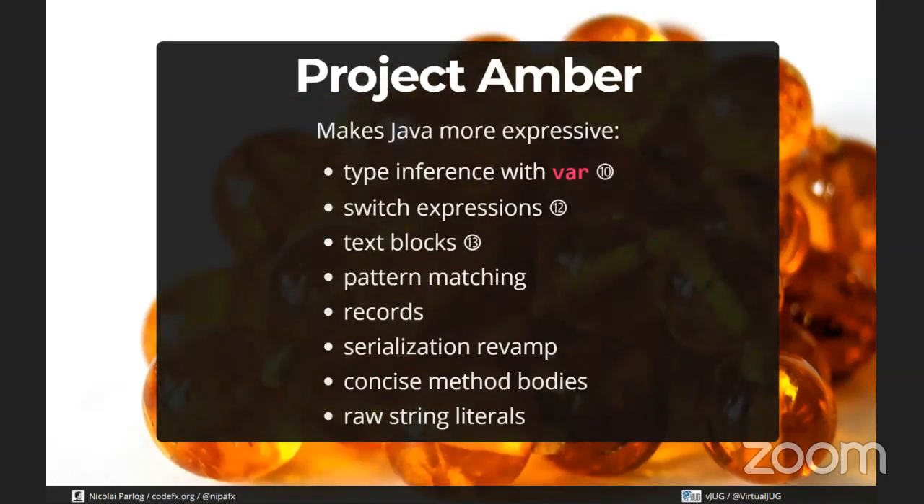So yes, Project Amber does make Java more expressive. You have to have less redundant typing. Switch can become more succinct and more expressive. Multi-line strings. I talk about pattern matching, which builds on switch expressions, records, the new serialization mechanisms. Most of these things make Java easier to work with, easier to remember what works, and make it in general more expressive. But it does add more trade-offs.